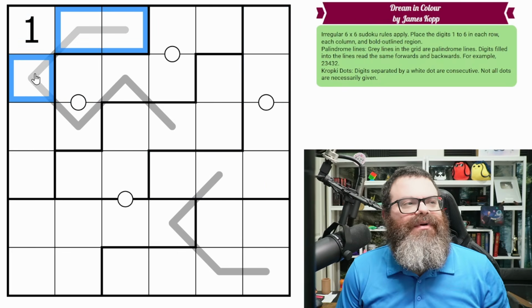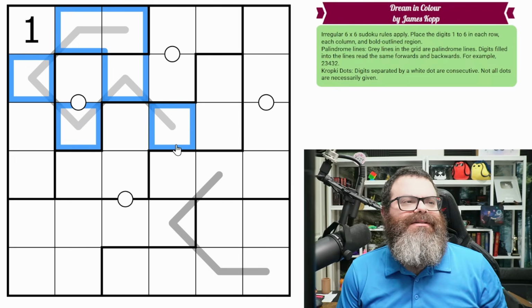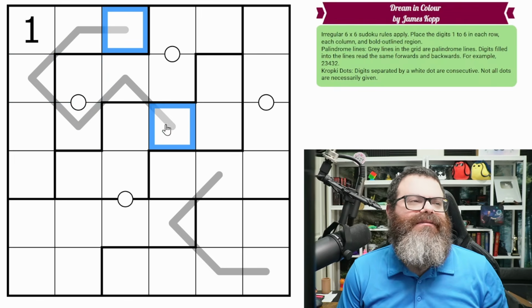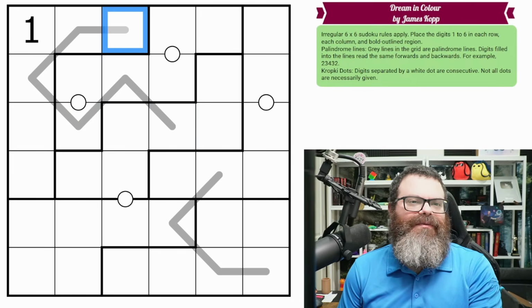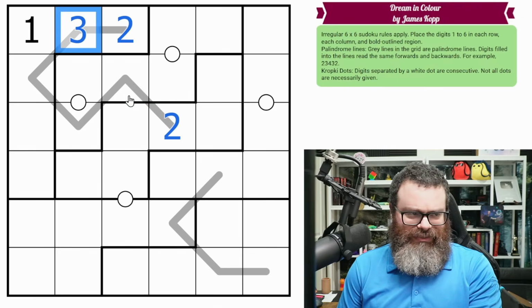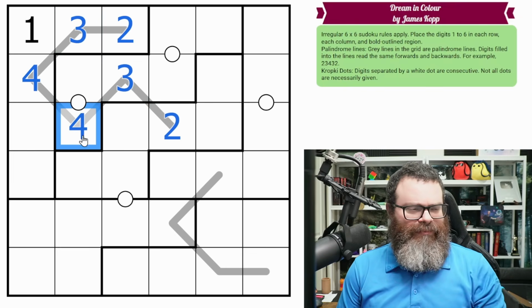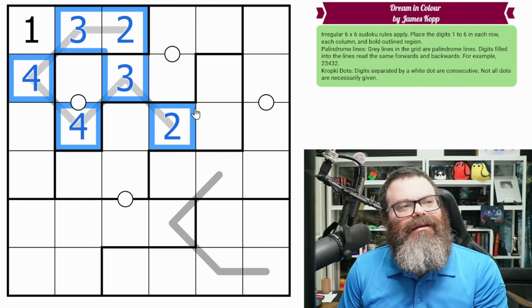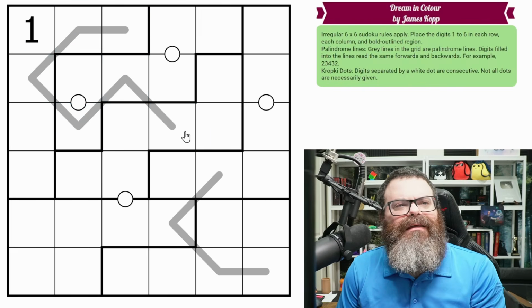We also have these gray lines in the grid. These are palindrome lines, cells that are equidistant from the center of the palindrome must be the same. So they read the same forward and backward. If this was 2, this is 2. If this is 3, this is 3, 4, 4. And it reads 2, 3, 4, 4, 3, 2. All right. From both ends.